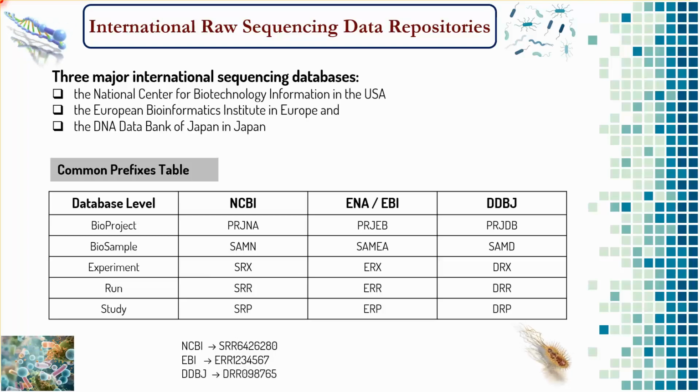You may also encounter study accessions such as SRP, ERP, and DRP. These are SRA study identifiers linked to sequencing projects. The prefixes also differ among the three international databases. SRP is used in NCBI, ERP is used in EBI, and DRP is used in DDBJ. Here we can see the example of different study accessions.